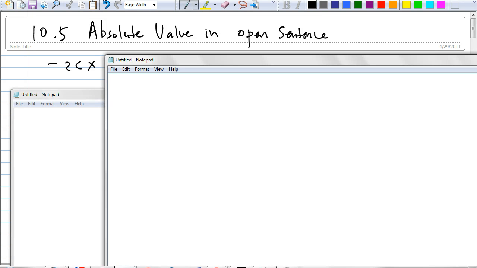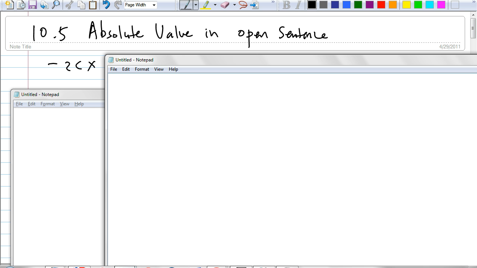Now, before we talk about the absolute value in an open sentence, like I said, we have to talk about some of these inequalities first. This is a little bit different than what we talked about before, where we had two variables. Here we're just going to use one variable, meaning we're going to think of them on a number line, not an x and y axis. Does that make sense? Just on a number line.